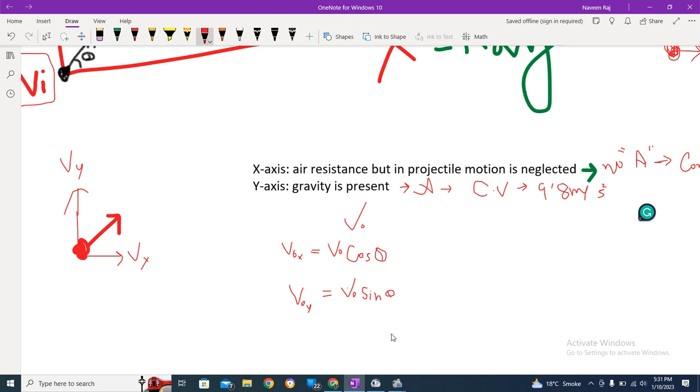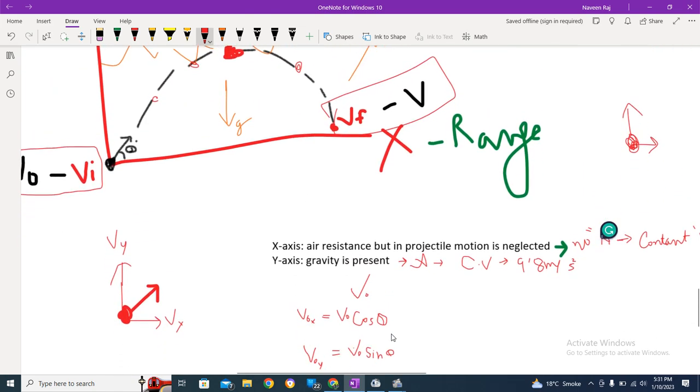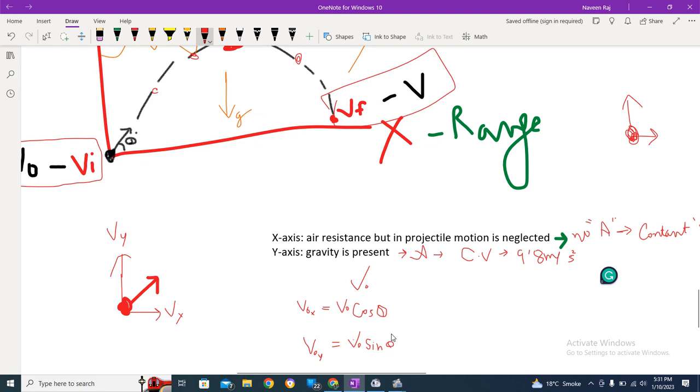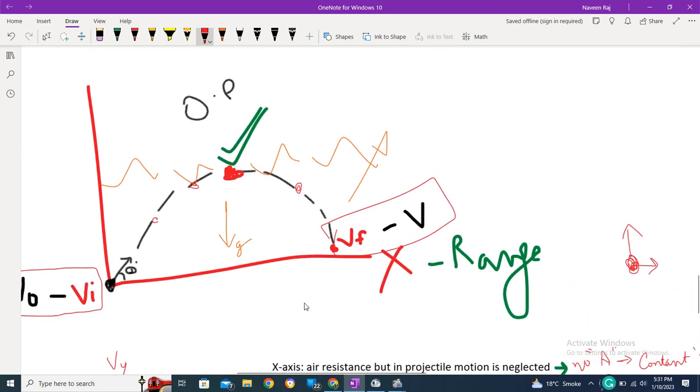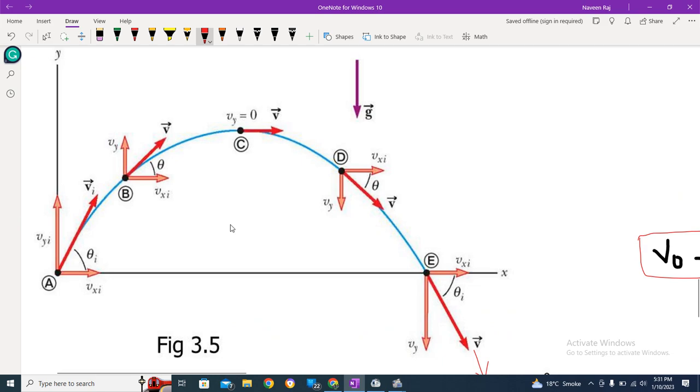In the next video, hopefully we'll be looking into more formulas of the horizontal motion and the vertical motion, velocity, and acceleration. This was just the introduction of the resolution of forces in projectile motion. I was just making you understand this. Now look at this diagram finally.